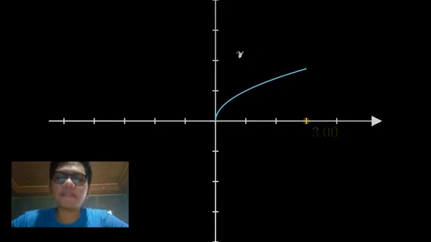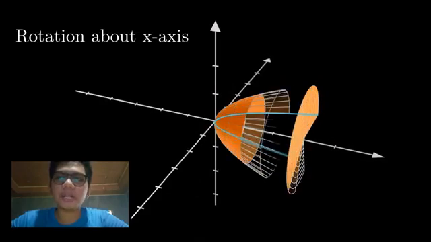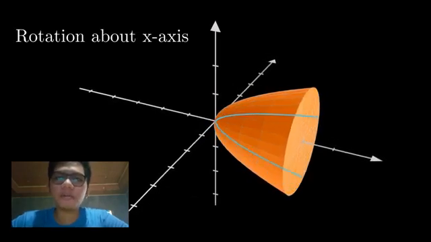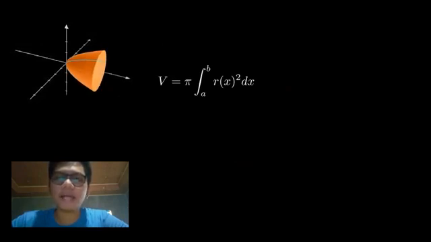Using the formula we derived, we're going to find the volume of this figure created after rotating the function about the x-axis. The formula is, again, this one. V is equal to pi multiplied by the integral of r of x squared dx from a to b. We know that the volume we will compute is from x equals 0 to x equals 3.